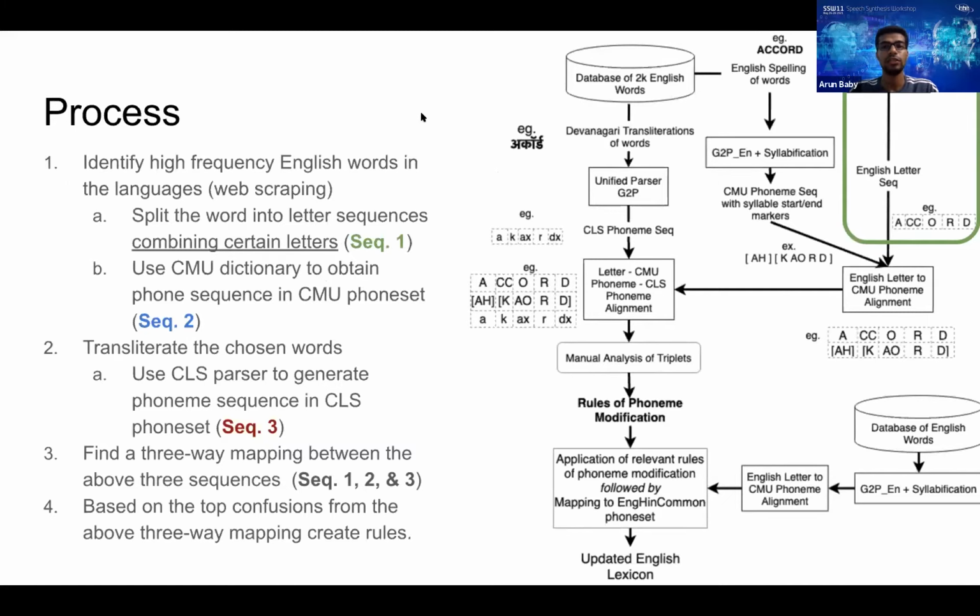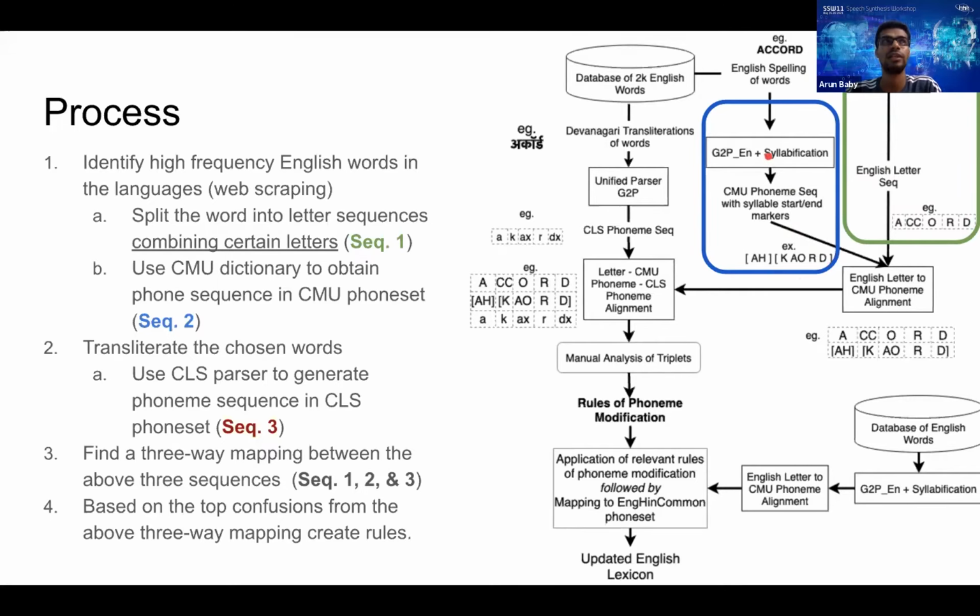Okay. Yeah, so let me explain the process here. We have identified 2K words which occur most often by scraping the web, and we first figured out the corresponding equivalent transliteration for all those words. So once I have all those words, first we have to get 3 different kinds of sequences. The first sequence is the letter sequence, where we just combine some set of letters and find some kind of sequence from that. For example, for the word accord, we have to split it into A, C, C, O, R, and D. This kind of sequence needs to be formed. The second sequence is the CMU based sequence, where we use the CMU phone set.